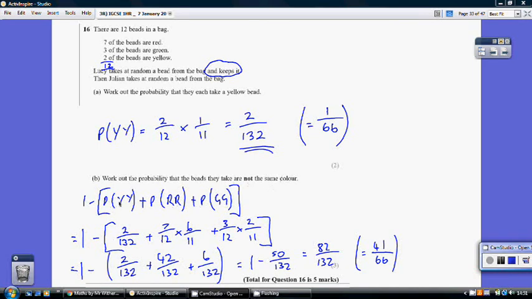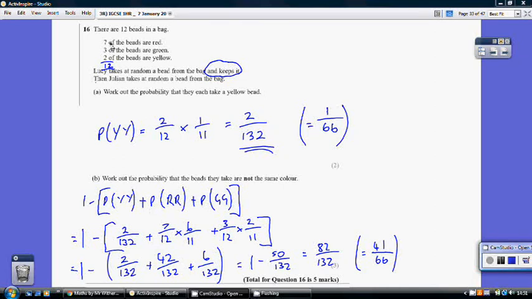They're the three we don't want, so let's just add those up and take that away from a whole to get our answer. So what's the probability of a yellow followed by a yellow? Well, we've just worked that out already. That's 2 over 132.